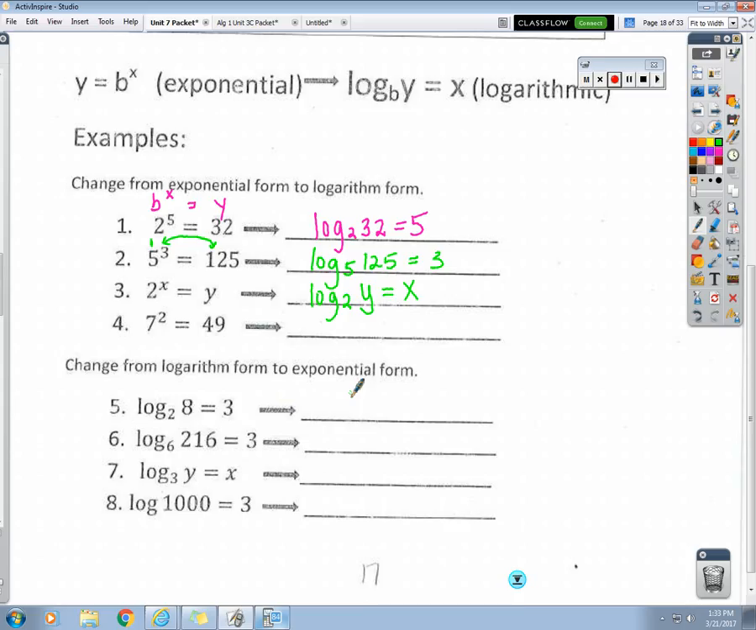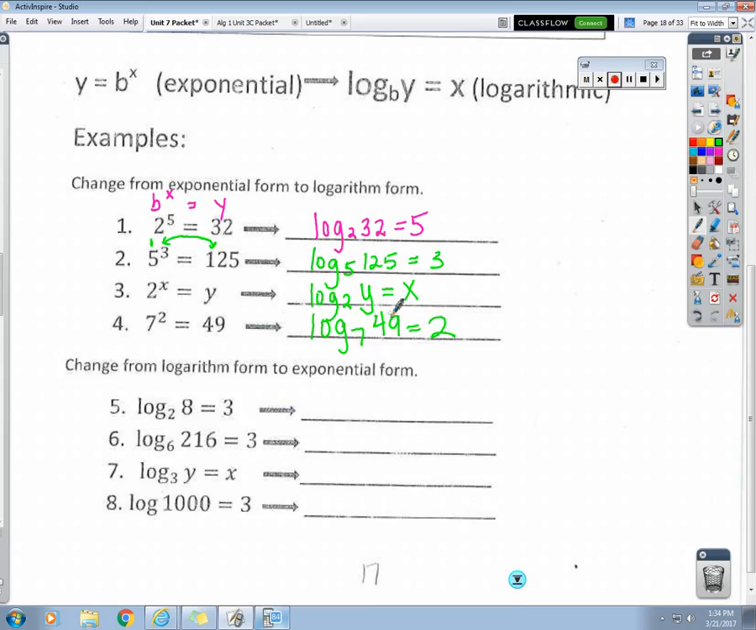So let's look at number 4. Log base what of what equals 2. That's one you could check. You would literally just type in log base 7 of 49 and make sure the calculator says 2.